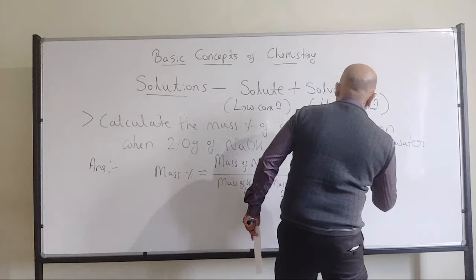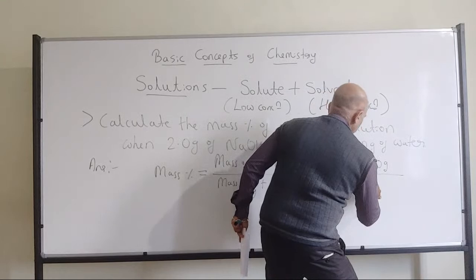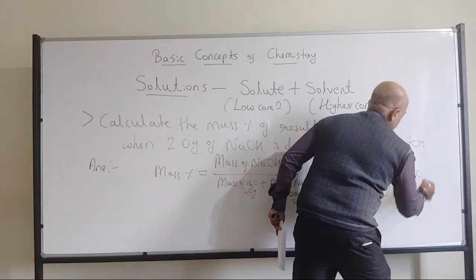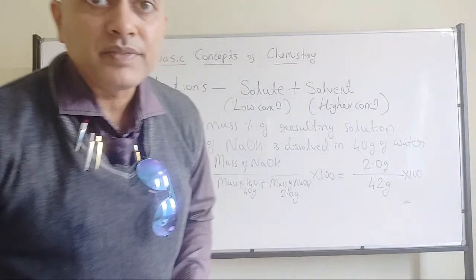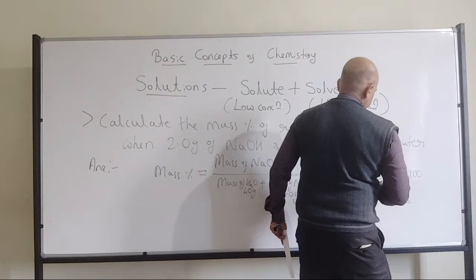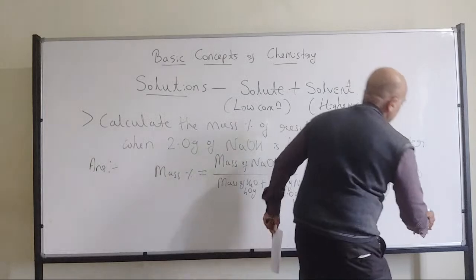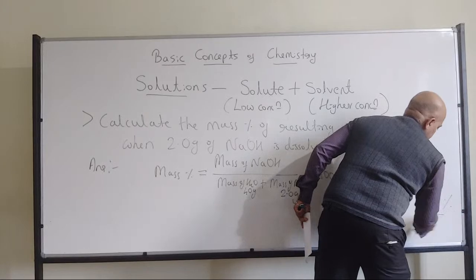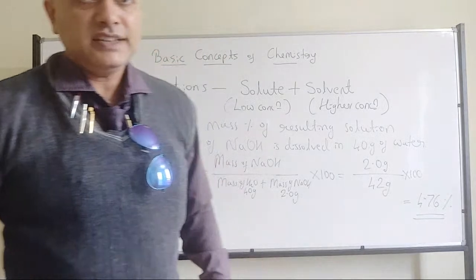So what is mass of sodium hydroxide? 2 grams. So divided by 40 plus 2, that is 42 grams, multiplied by 100. How much it will be? You should only tell me. Okay, yes, it should be 4.76. So it will be 4.76 percentage.